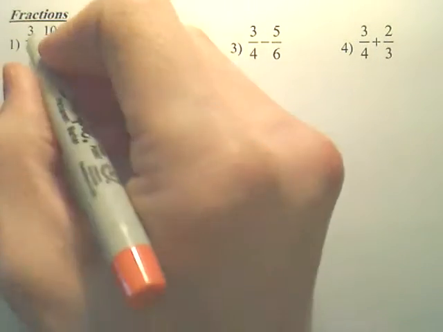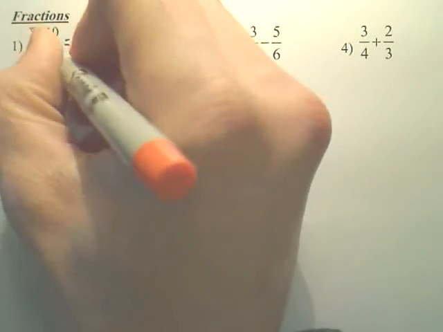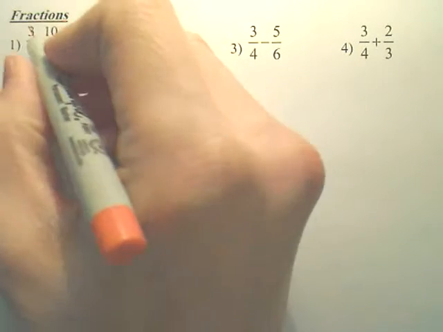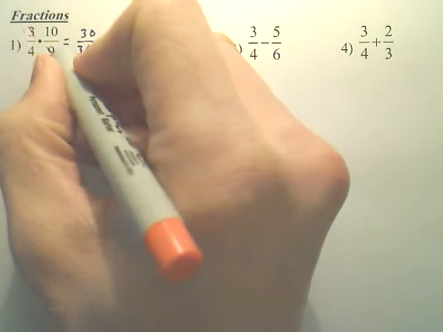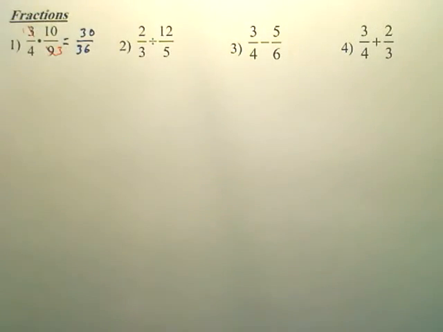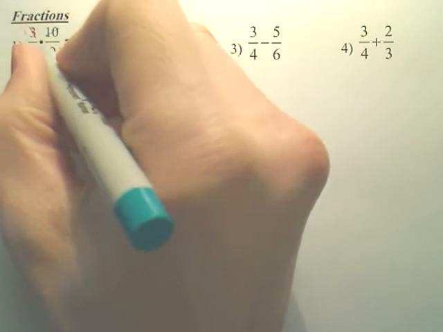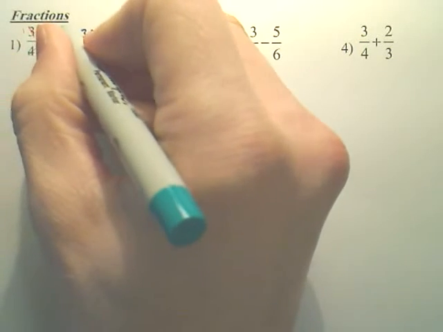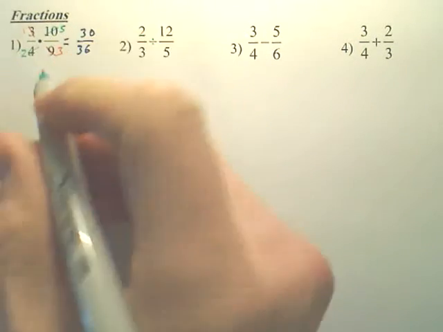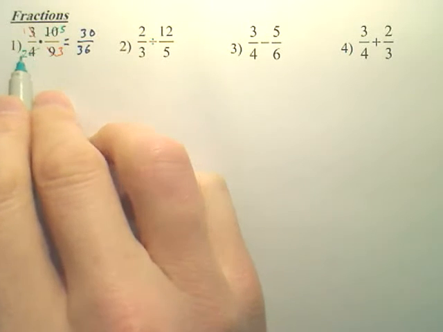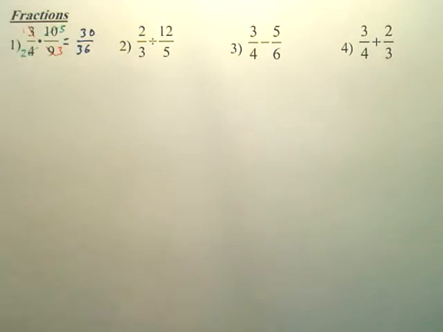And the way I would have done that, I would have noticed, oh, the 3 and the 9. 3 goes into both those. This leaves you a 1. This leaves you a 3. And then I also would have noticed, oh, the 4 and 10. If I cancel those, 2 goes into both those. This leaves you a 5. This leaves you a 2. Because 2 goes into here, leaving 2. 2 goes into here, leaving 5.